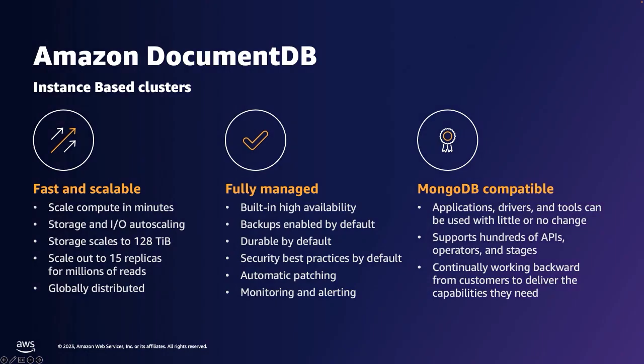Amazon DocumentDB clusters provide 99.99% availability, that's 4 nines of availability, with highly durable storage, which maintains 6 copies of your data in 3 availability zones within an AWS region. Amazon DocumentDB instance-based clusters can handle tens of thousands of write operations per second and millions of read operations per second, with one primary and up to 15 read replica instances. And it can support up to 128 TB of data.